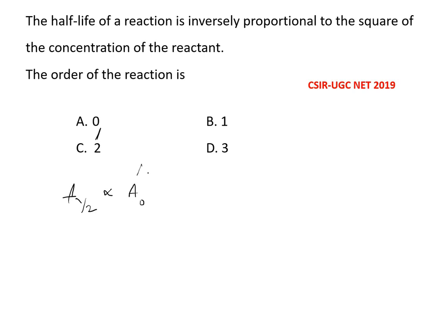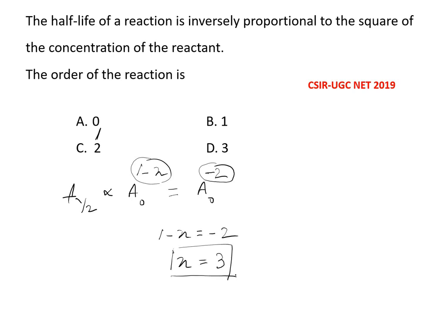The question gives you that t half is proportional to the reciprocal of the square of the concentration, inversely proportional. That means A0 to the power minus 2. That means the powers 1 minus n and minus 2 are the same. So 1 minus n equal to minus 2, and that means n is 3. So it's a third order reaction, and the option B is n equal to 3. So the right option should be option B. Okay.